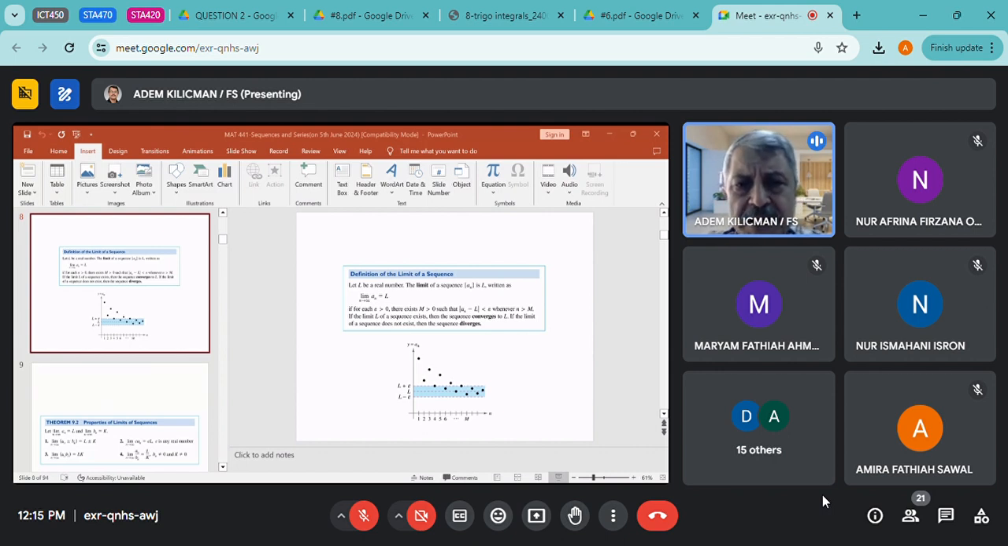I mean the distance between A1 and A2, or A2 and A3, A3 and A4 is getting smaller and smaller and smaller. But at the same time, the terms of the sequence are getting closer to 1 as well. You can see here. Okay. Then starting from 1 over 2, 2 over 3, 3 over 4, and 4 over 5, and so on, it goes on like this. Now you can see that 1 is the asymptote for the limit of the terms of the sequence.